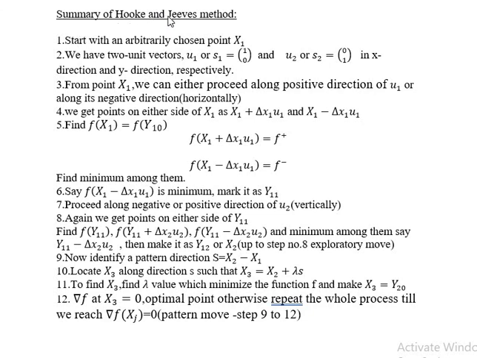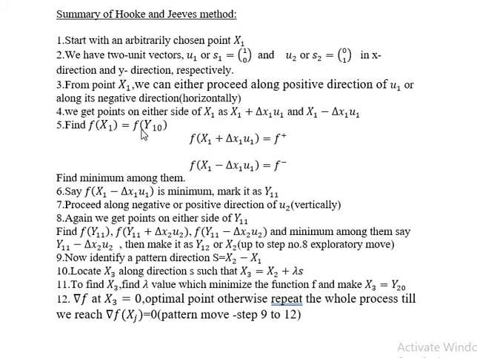We can summarize the Hooke and Jeeves method in the following steps. Start with an arbitrarily chosen point x1. We have two unit vectors u1 and u2. We can denote u1 or s1 as 1 0, u2 or s2 as 0 1, in x direction and y direction respectively. From the point x1, we can either proceed along the positive direction of u1 or along its negative direction, that is along horizontally. Next, we get points on either side of x1 as x1 plus delta x1 u1 and x1 minus delta x1 u1.